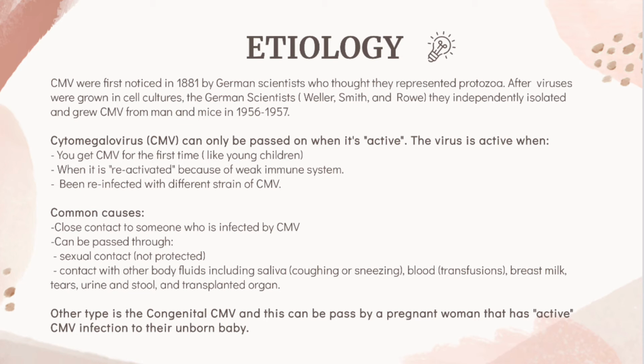Cytomegalovirus or CMV can only be passed on when it's active. The virus is active when you get CMV for the first time, like young children, or when it is reactivated because of a weak immune system, or when you are reinfected with a different strain of CMV.